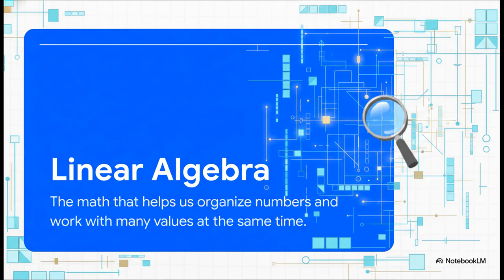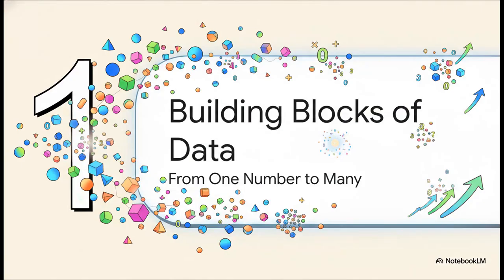So, what is this language, really? Let's just strip away all the scary, complex-sounding stuff. At its heart, linear algebra is just the math that helps us organize a bunch of numbers and work with them all at the same time. That's it. It's not about just one number, it's about whole groups of them working together. Okay, so how do we get from a single number to something powerful enough to run an AI? Well, it all starts with a few really simple building blocks. Let's take a look at the absolute basics.